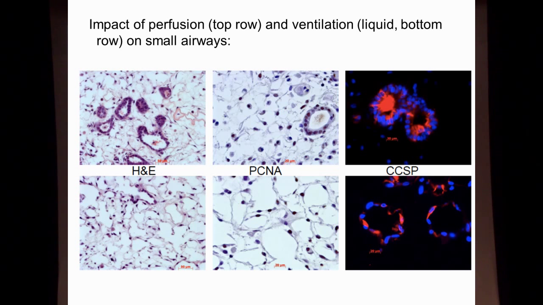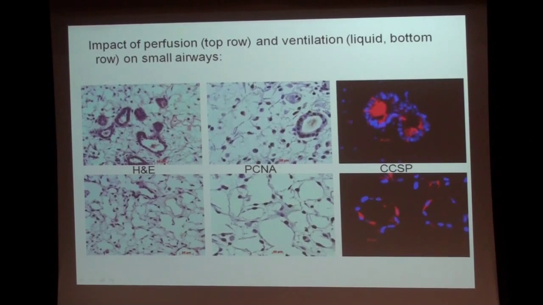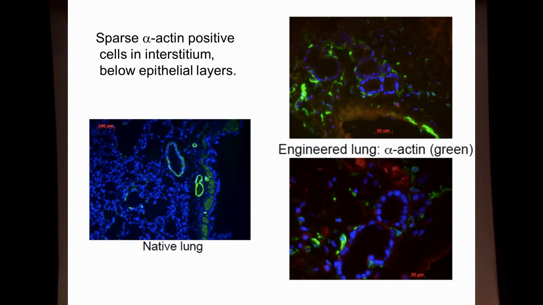This is actually looking at the impact of perfusion and ventilation on the engineered segments. We don't have to talk about that too much. This just shows that when we ventilate these lungs, the secretions in the airways are actually washed out, meaning that the airways that we're seeing are contiguous with the trachea. Next slide. This is staining for alpha-actin positive cells, which are mesenchymal cells in the lung matrix. This just shows that they're present in native lung, but also in the engineered lung. Next slide.